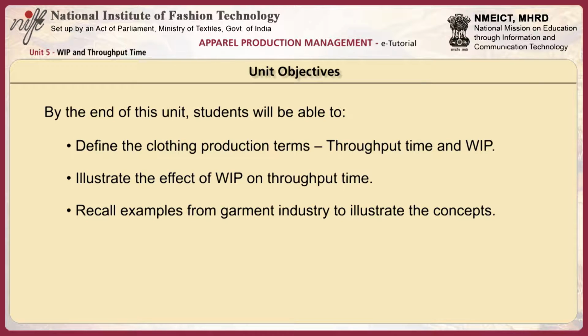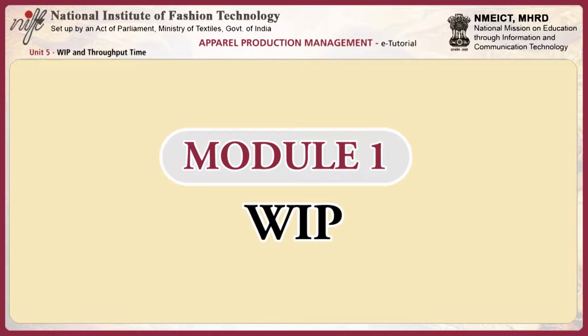By the end of this unit, students will be able to define the clothing production terms, throughput time, WIP, etc. Illustrate the effect of WIP on throughput. Give examples from garment industry to illustrate the concepts. The first module reviews the effect of WIP on production with suitable examples from the garment manufacturing industry.